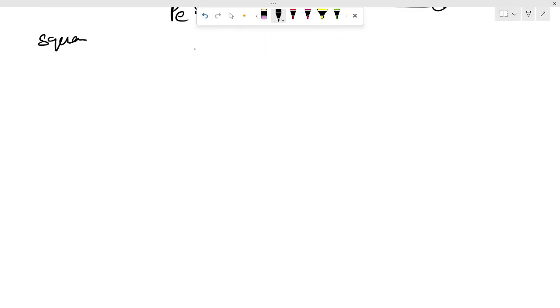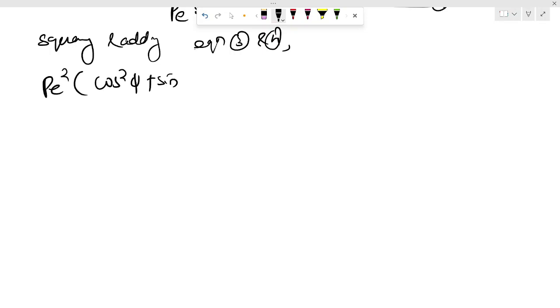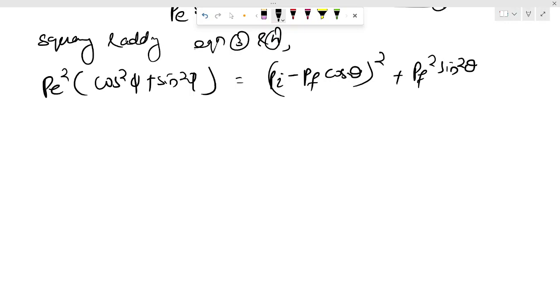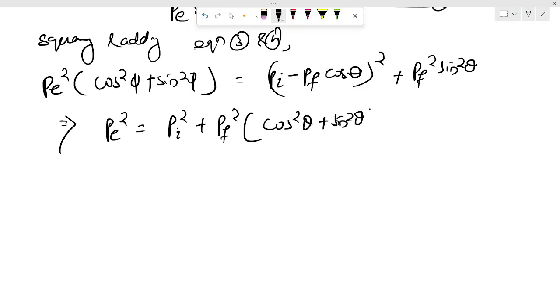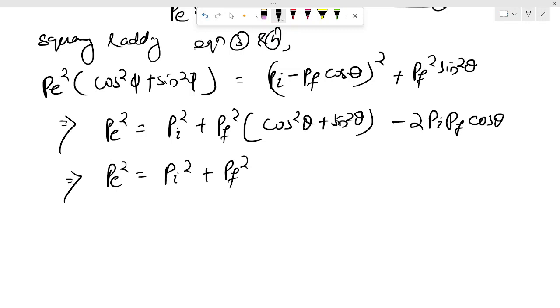Let's square and add equations 3 and 4. What will we get? Pe square times cos square phi plus sin square phi is equal to P initial minus Pf cos theta whole square plus Pf square sin square theta. Further, cos square phi plus sin square phi is equal to 1, and opening the square we get P initial square plus Pf square, taking common cos square theta plus sin square theta, minus 2 P initial Pf cos theta. What will it give you? Pe square is equal to P initial square plus Pf square minus 2 P initial Pf cos theta. Make it equation number 5.